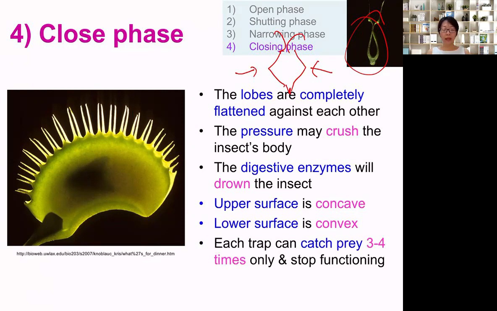So each trap can catch prey 3 to 4 times. That means they can close already, right? After digesting the insect, everything absorbed already, they open up again. Then they can trap again another time. So maximum 3 to 4 times only. After that, cannot already. Okay, after that, stop functioning.